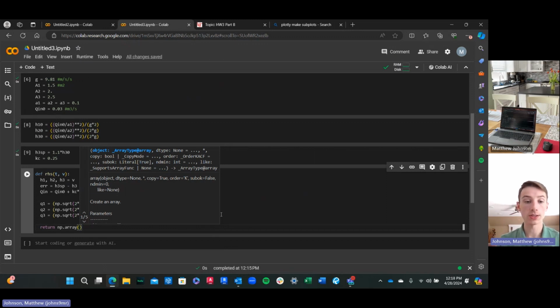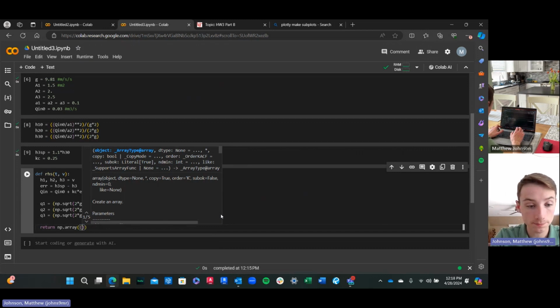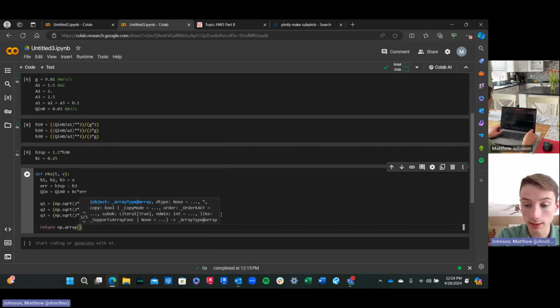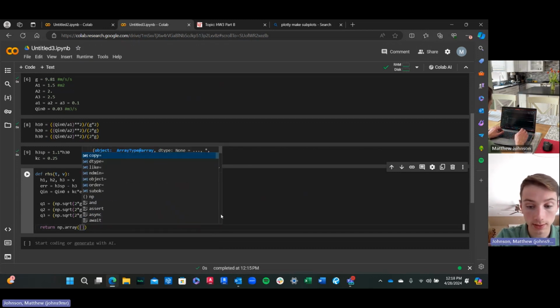What the differential equations described was the change in height with respect to time of a tank was equal to the flow of the first tank minus the flow into the second tank divided by the area of the first tank, right? We can show that here, and we're going to want these guys in here.